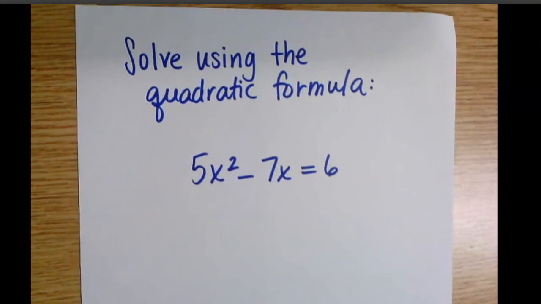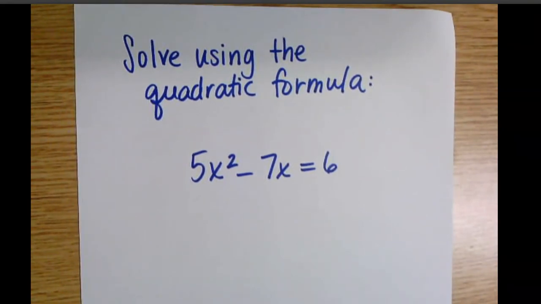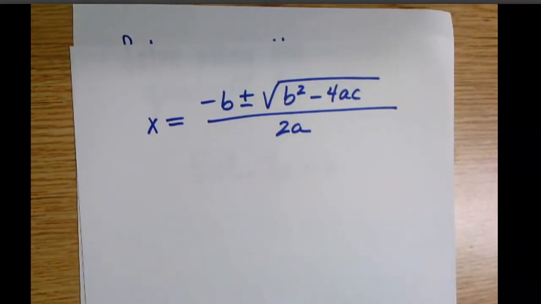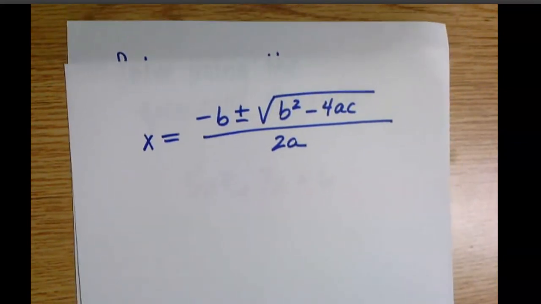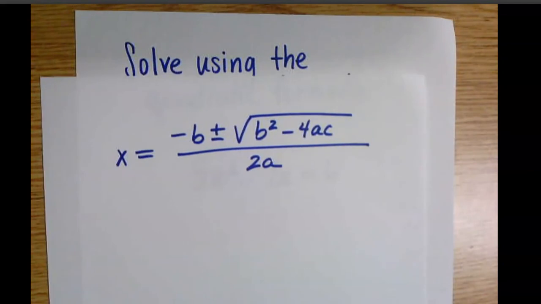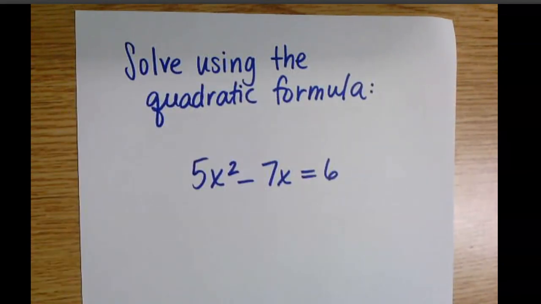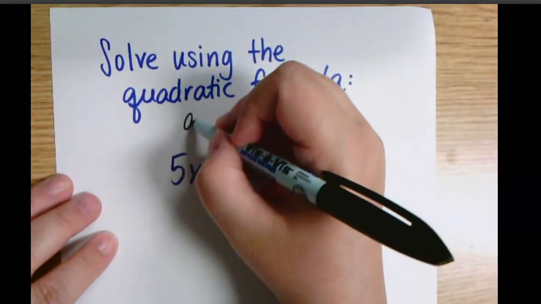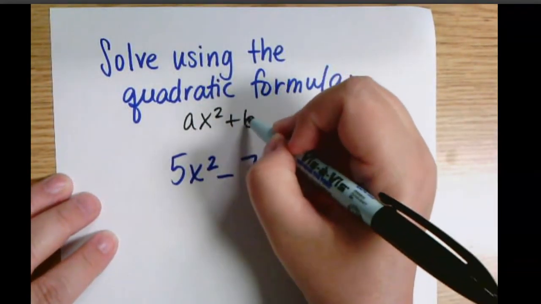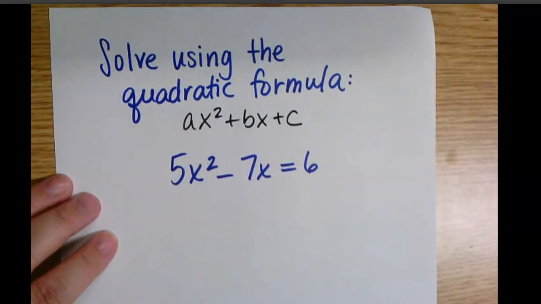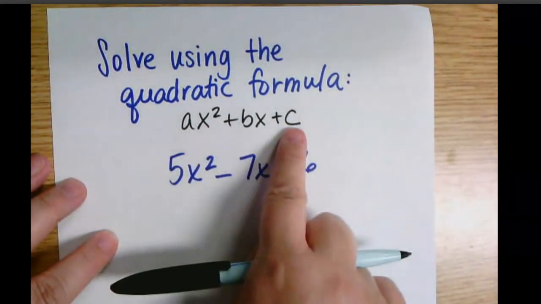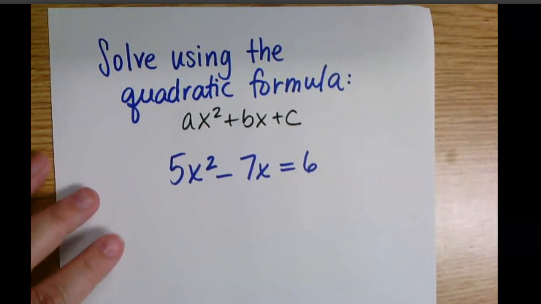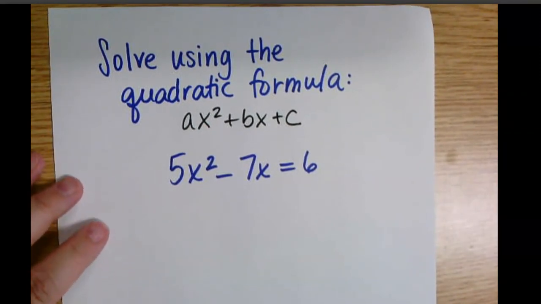Okay, last thing to look at in this section is the quadratic formula. Solve using the quadratic formula. Here is our friend, the quadratic formula. The quadratic formula relies on us being in standard form. Remember, standard form is ax squared plus bx plus c. It relies on that because that's what those letters stand for. They stand for the coefficients of this expression when in standard form.